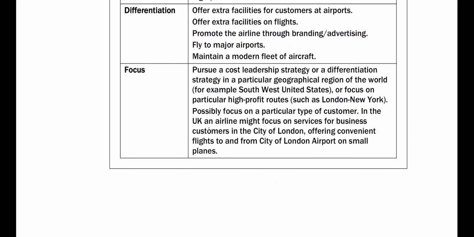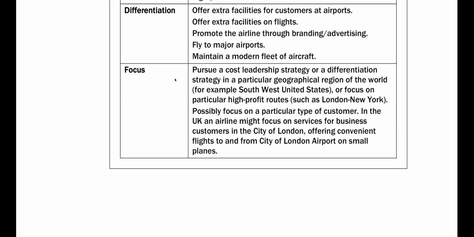Then when it comes to differentiation, you could offer high or extra facilities for customers at airports, offer extra facilities on flights, promote the airline through branding or advertising, fly to major airports, maintain a modern fleet of aircraft, right? Which looks attractive. Remember, quality is perception. Remember, quality is what? Is perception. Don't forget this, right?